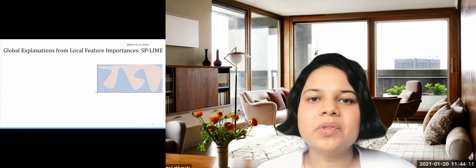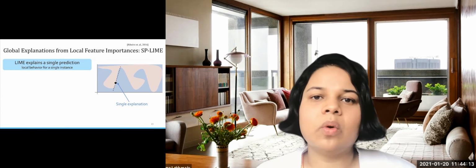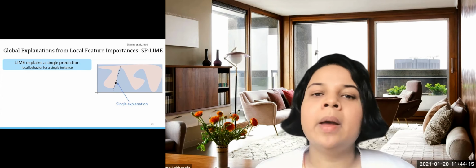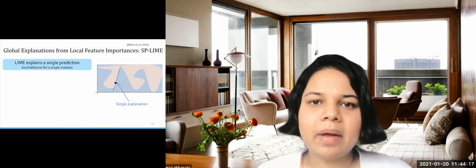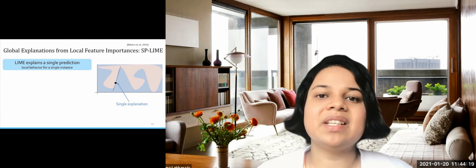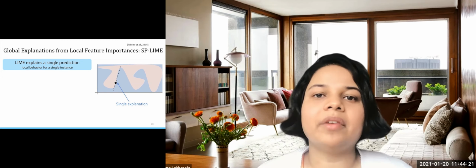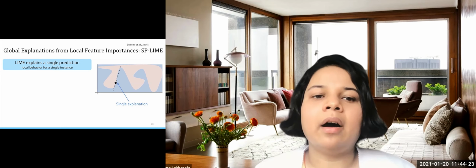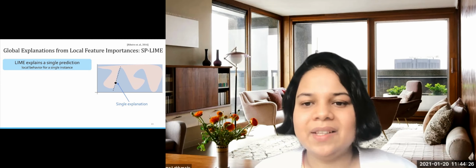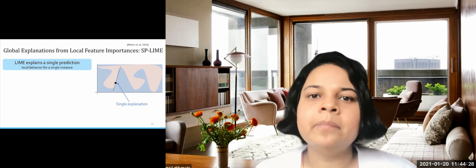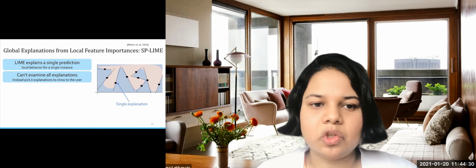Okay, let's consider a particular method called SP-LIME, which actually tries to do something similar. SP-LIME uses LIME underneath as the local explanation technique. Okay, by now we all know that LIME explains a single prediction. That is, it explains the local behavior of a given black box model around the vicinity of a single instance. Let's say the black dot here corresponds to an explanation.